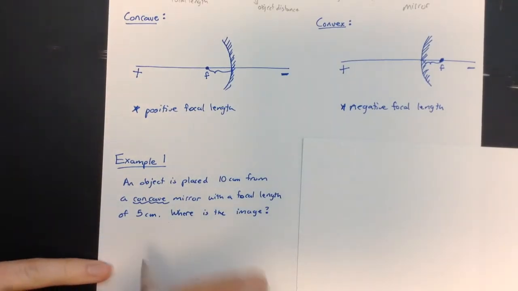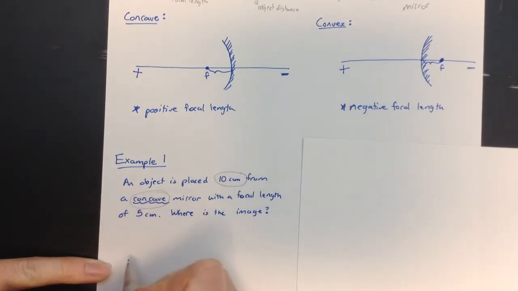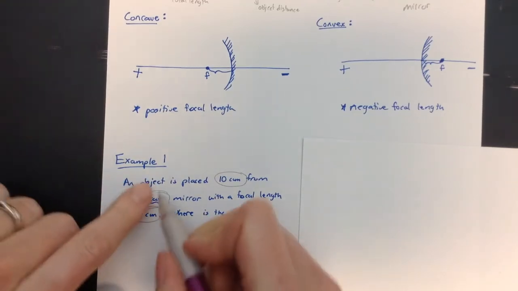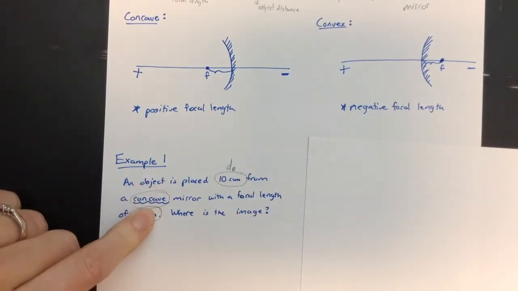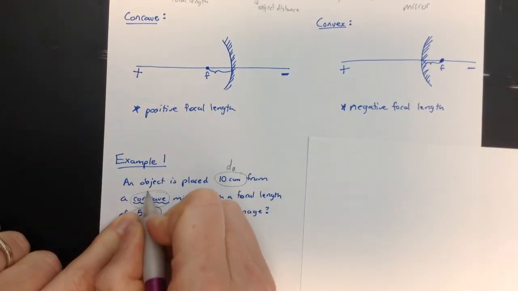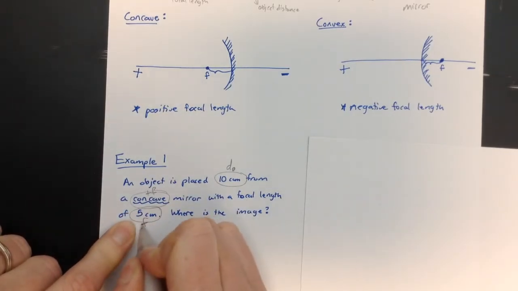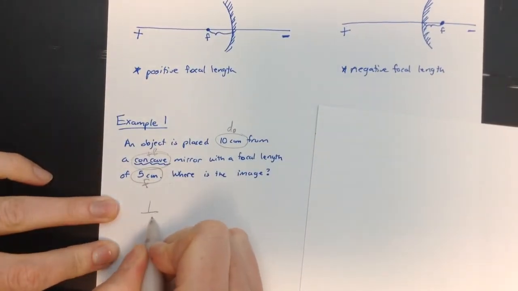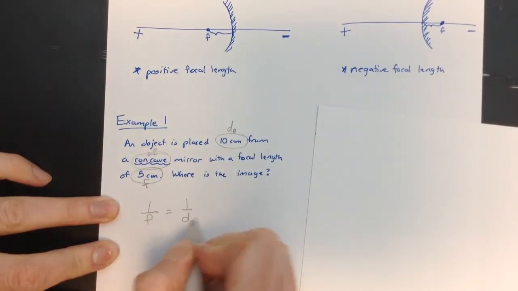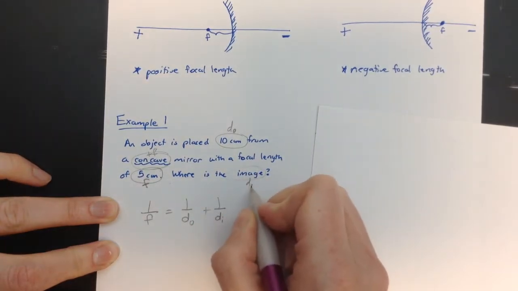You might not. Okay, so an object is placed 10 centimeters from a concave mirror with a focal length of 5 centimeters. Those are my important pieces of information there. Object is placed. That means this is my object distance. Concave means that I'm going to have a positive focal length, and this focal length is 5 centimeters. Okay, so when I use that formula, I'm going to write it down first. 1 over F equals 1 over DO plus 1 over DI. Where is the image? I'm looking for DI.